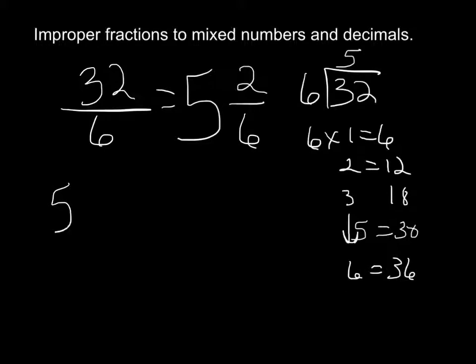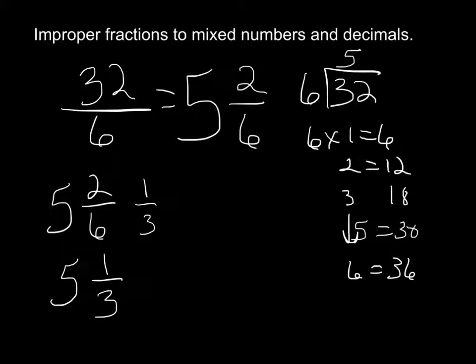I can also take 5 and 2/6 and simplify it. If I were to ignore the 5 just for a minute and simplify 2/6, can I multiply 2 by anything that will ever give me 6 as an answer? Yes, I can. What do I multiply by? 3. So therefore, 2/6 simplifies down to 1/3. So this is also equal to 5 and 1/3.